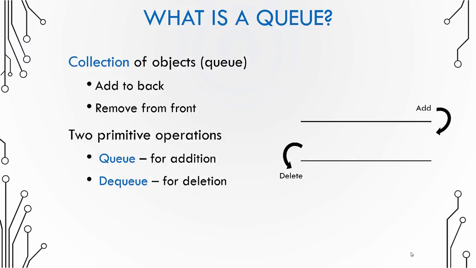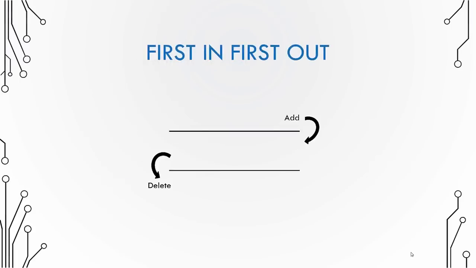So there are basically two primitive operations in a queue. One is addition, which is called queue. Another is deletion, which is called dequeue. And the notation for queuing and dequeuing is quite simple. You just write queue and pass on the number or the object that you want to queue. It adds the object to the queue. And to delete an object, you use the dequeue function, which usually returns the object that has been recently deleted from the queue.